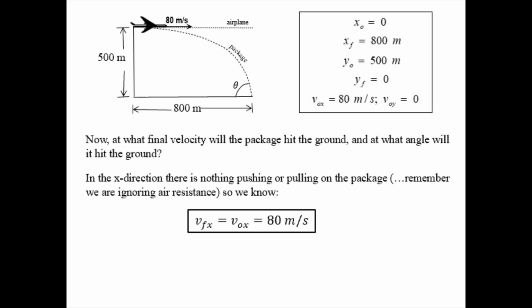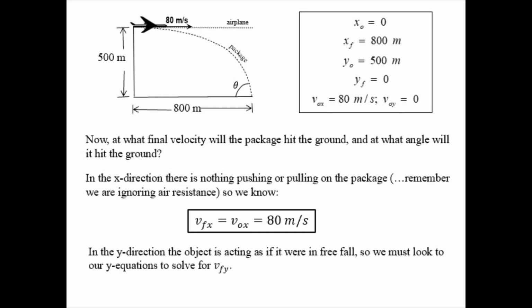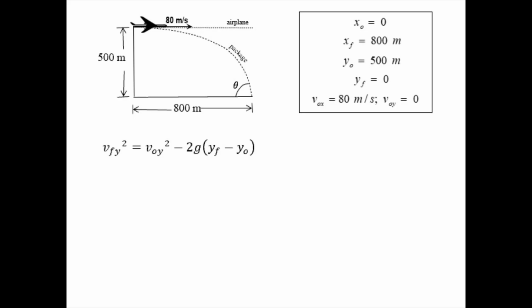Following through with that plan, v final x equals v original x, which equals 80 meters per second, no acceleration in the x direction. Now we look for v final y, and if we can get that, we can certainly use our inverse tangent rule to figure out the angle. Turning to the y direction, v final y squared equals v original y squared minus 2g times y final minus y original. We plug in what we know. V final y, that's what we're looking for. V original y, the package was launched in the y direction at a 0 velocity.